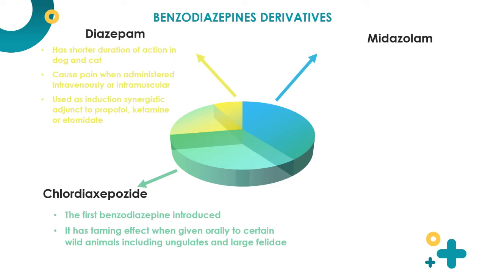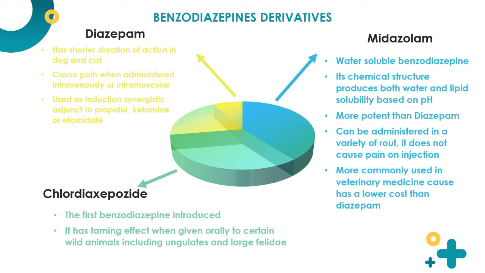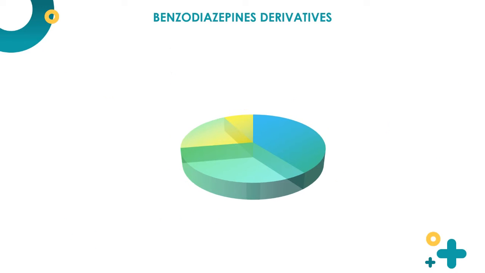Midazolam is a water-soluble benzodiazepine. Its chemical structure produces both water and lipid solubility based on pH. Midazolam is more potent than diazepam and can be administered in a variety of routes without causing pain on injection. Midazolam is more commonly used in veterinary medicine because it has a lower cost than diazepam.